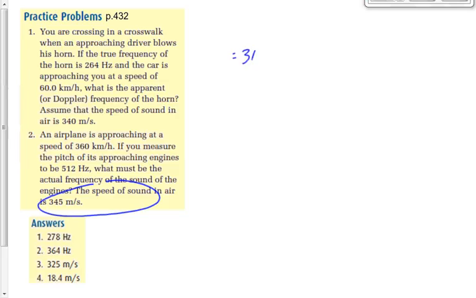Something is 360 kilometers per hour. What is that? V what? VS or VW? VS, the speed of the source. Now we're going to want to convert that to meters per second, right? So let's do that. 360 kilometers per hour times 1,000 divided by 3,600. I think it works out to be 100, isn't it? 100 meters per second.